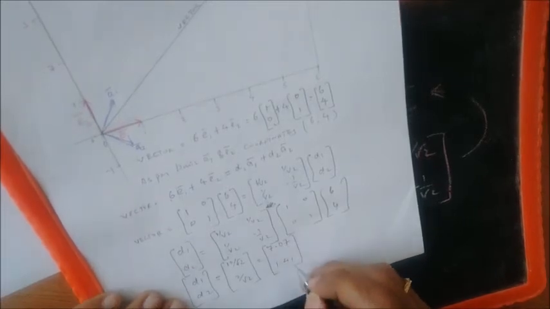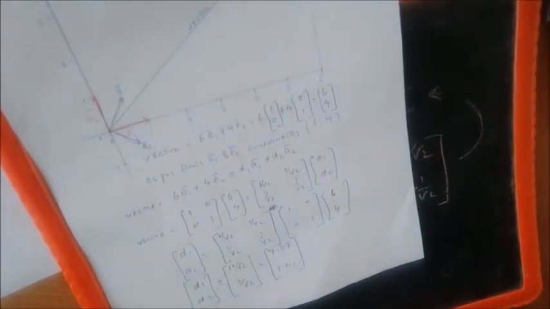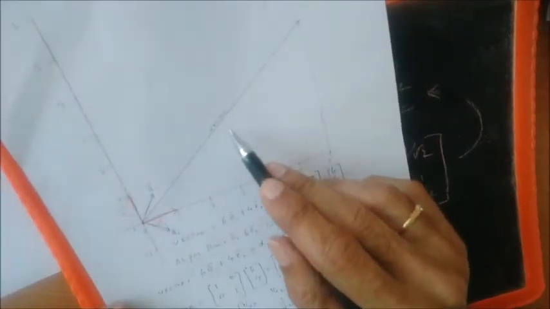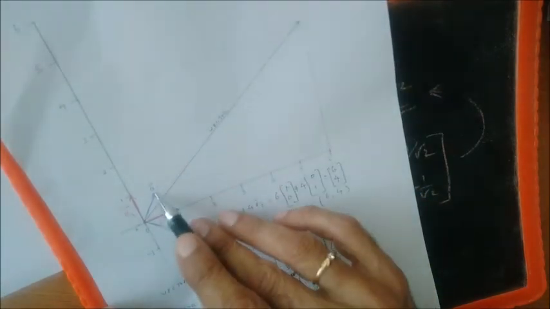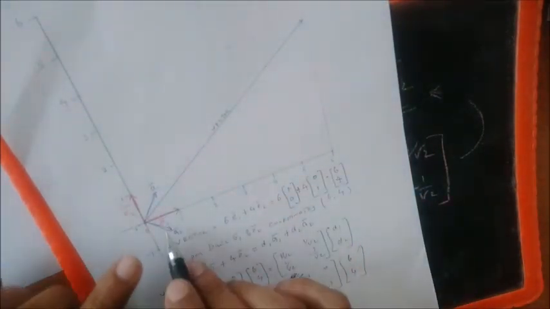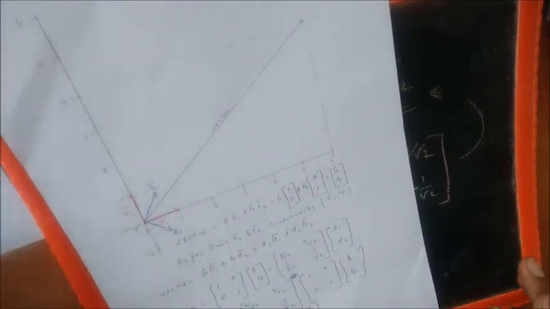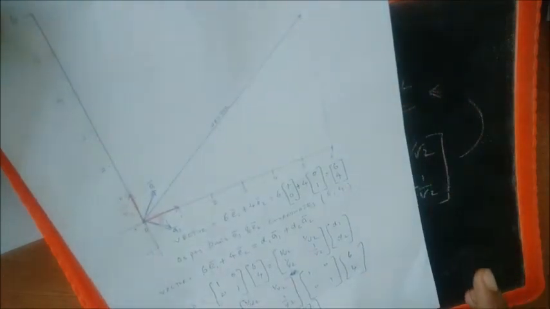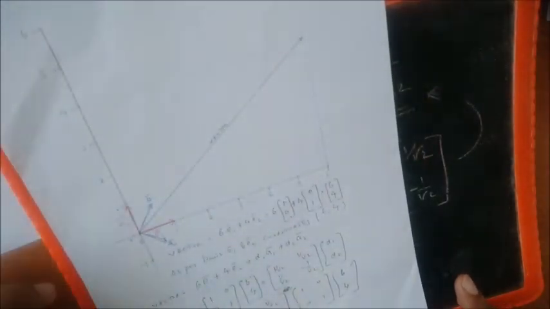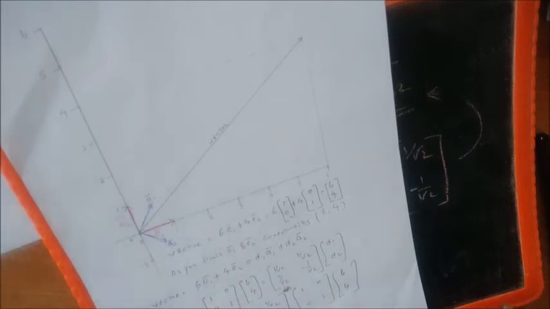So 7.07 and 1.41 are the coordinates of this vector in the new basis a1, a2. If the basis was e1, e2, the coordinates were 6, 4. But now that the basis has changed, the vector has not changed. The vector is still the same, but its coordinates have changed to approximately 7.07 and 1.41. To be more precise, it is 10 by root 2 and 2 by root 2.